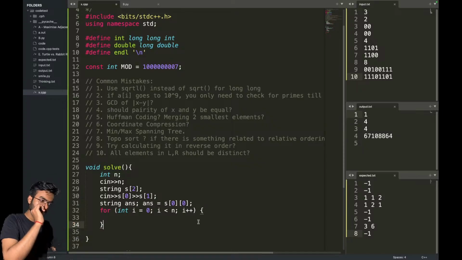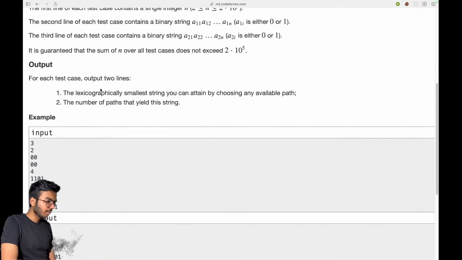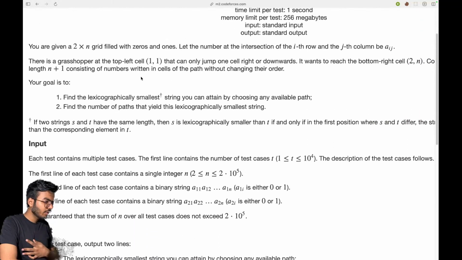Let's say plus equals to. Okay, so we have this. Now what we can do is let's say for i in range 1 or 0, because I can also go downward. Yeah, from some path it might happen that I will go downward then right. Wait a second, I can't go upward, right? Because I can only go right or down. The question says the number of paths and the smallest thing you can attain by choosing any available path. Yeah, we can't go up, right?